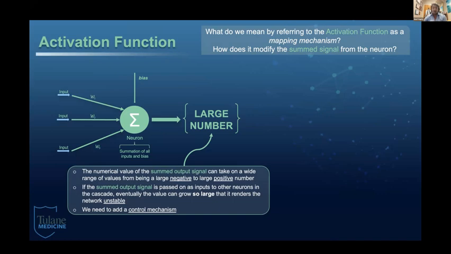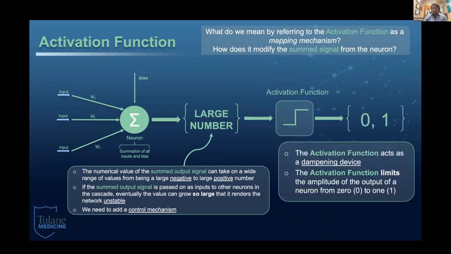it can grow so large that it renders the network completely unstable. So we need to stabilize the network. We need to apply an activation function, which is a damping mechanism to stabilize the network and result in an output which is usable for us. So the activation function, again, acts as a damping device, limiting the amplitude of the output of a neuron from 0 to 1.